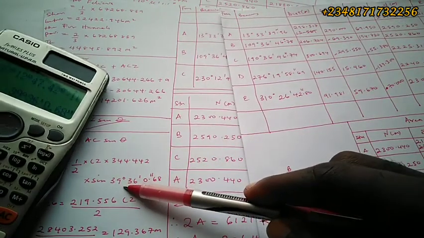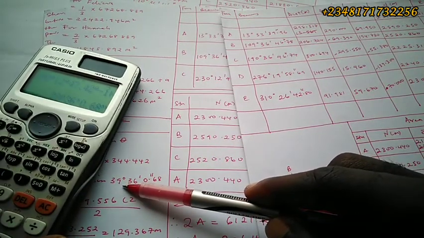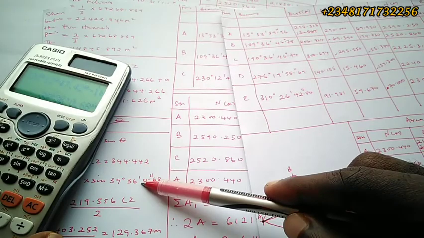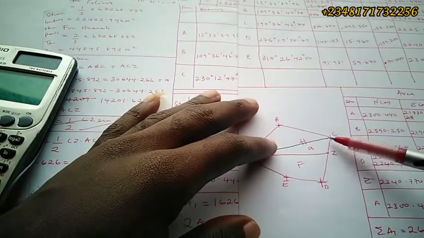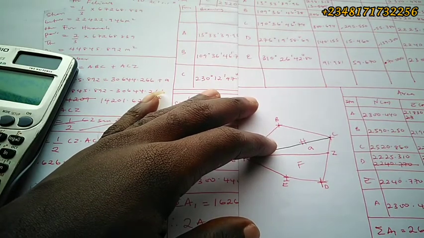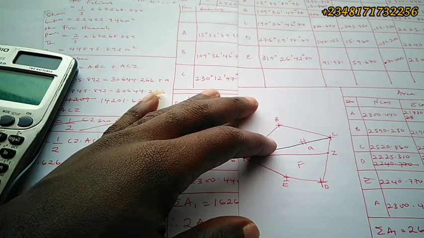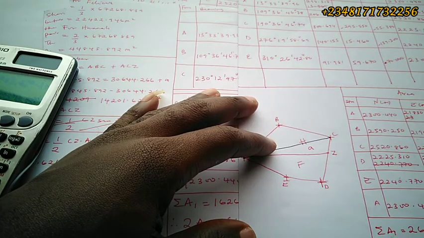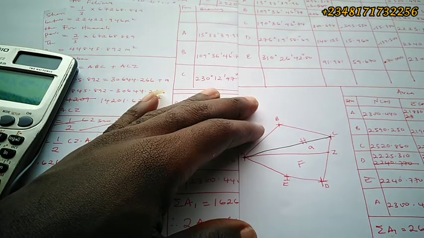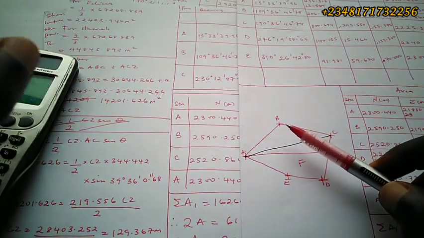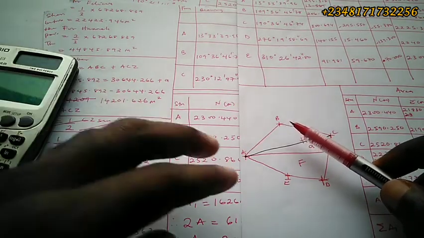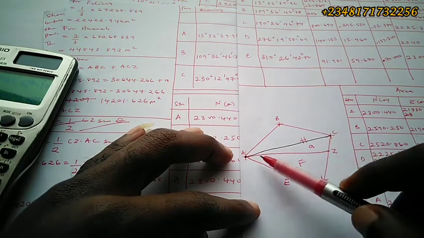39 degrees, 36 minutes, 0.68 seconds. So that's actually the angle. Now we can still use another method to get that angle, but for us not to spend longer time, let's just use this value we got here. So the most important thing, how did you get this angle? We use the difference between this bearing CA and this bearing CD.